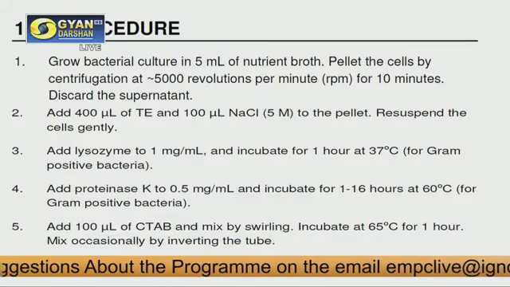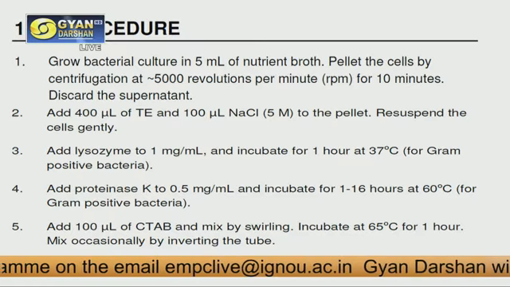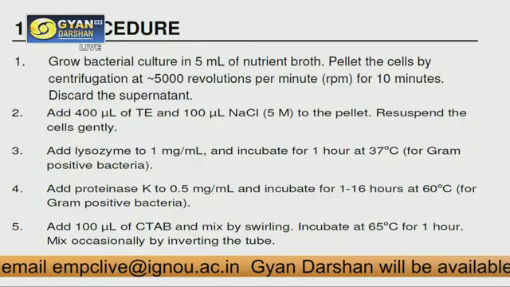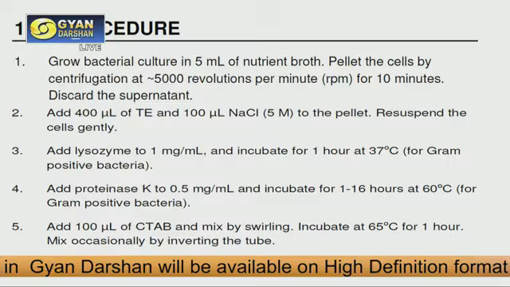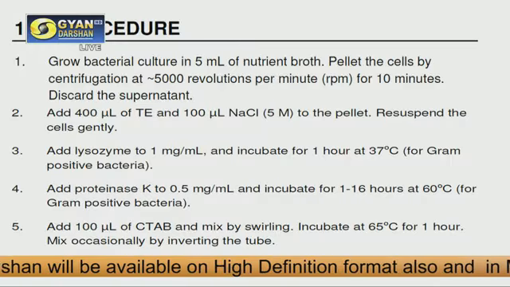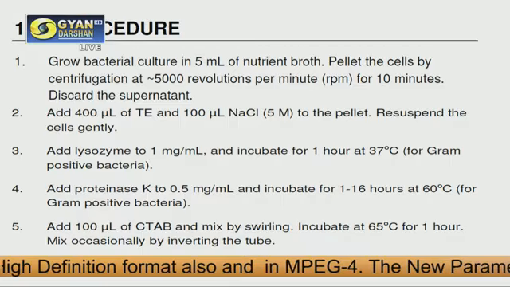Finally, you add the CTAB buffer. That is 10% CTAB buffer, which you have already prepared. So you add 100 microliter of CTAB, mix, and incubate at 65 degrees centigrade for 1 hour, with occasional inversion of the tube. Then you add RNase A.